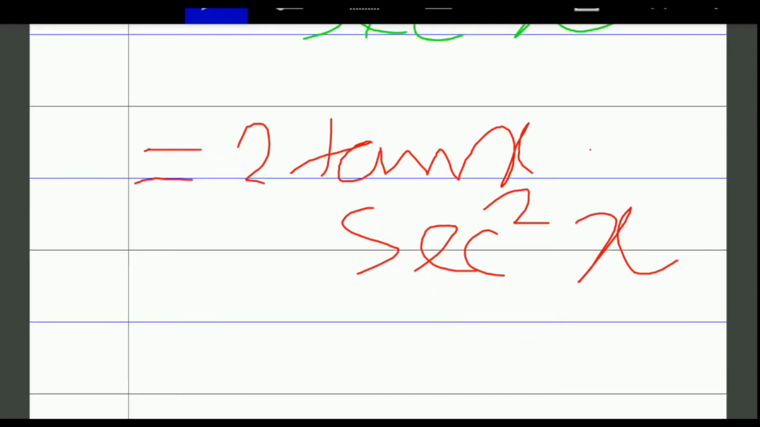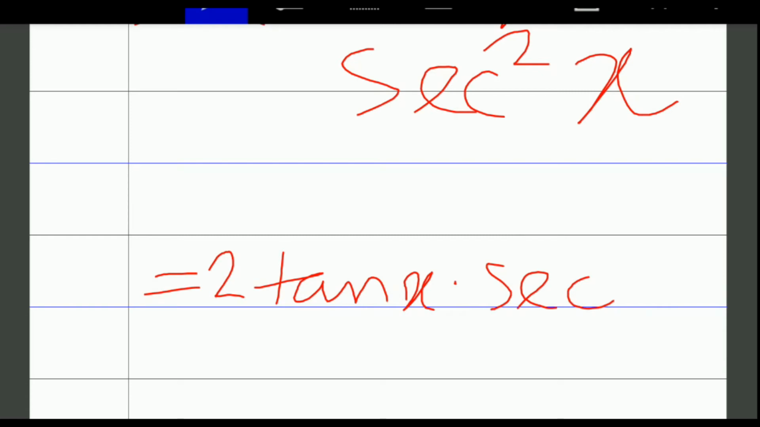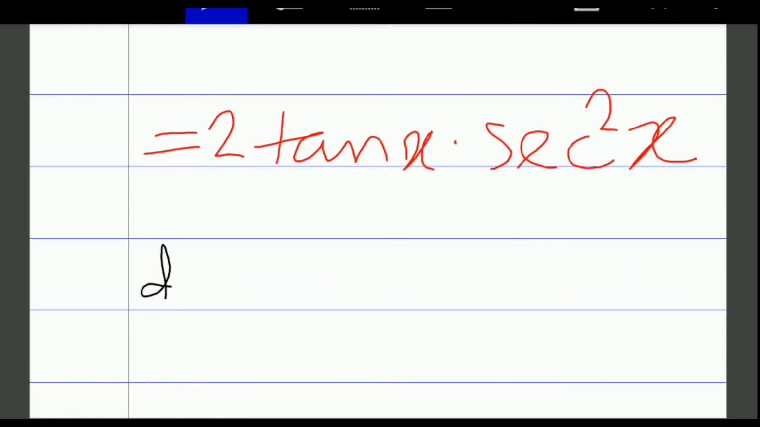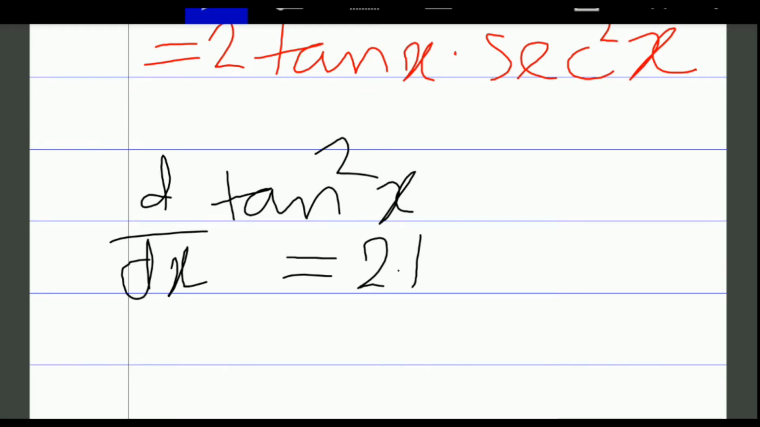Therefore 2 tan x into sec square x. Therefore differentiation of tan square x is equal to 2 tan x into sec square x.